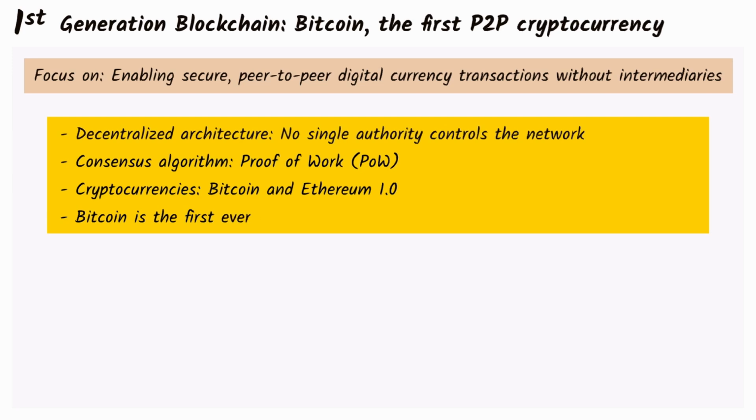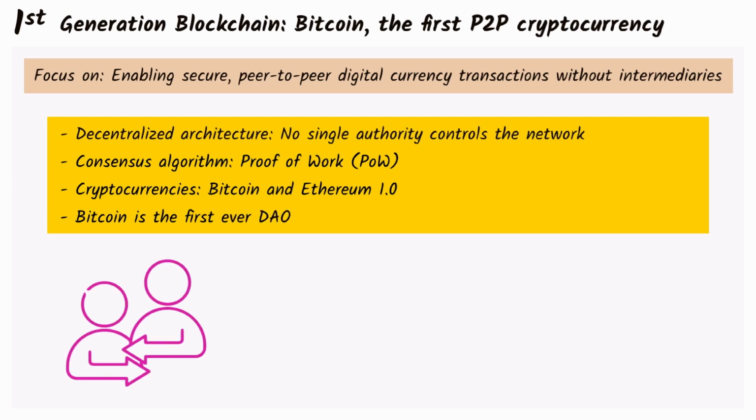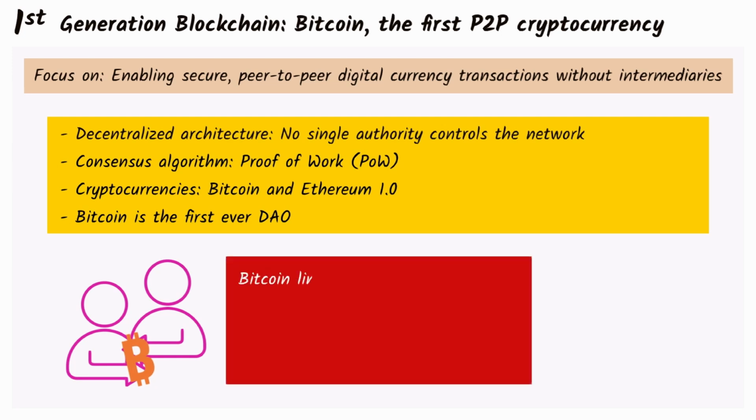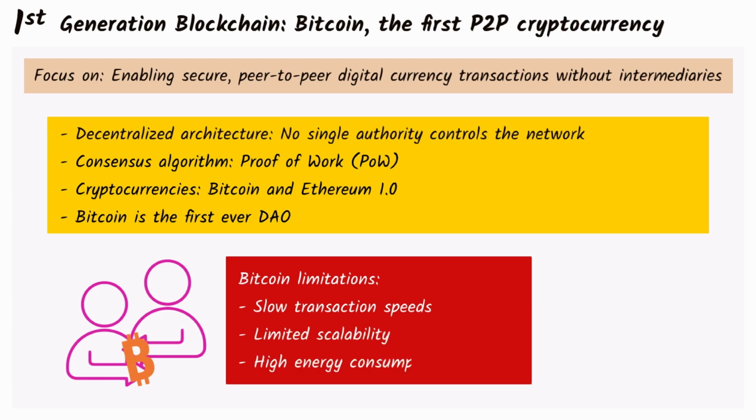Bitcoin is the first ever DAO. Bitcoin solved a crucial problem by enabling secure, peer-to-peer digital transactions without intermediaries. However, it had limitations. Slow transaction speeds, limited scalability, high energy consumption.